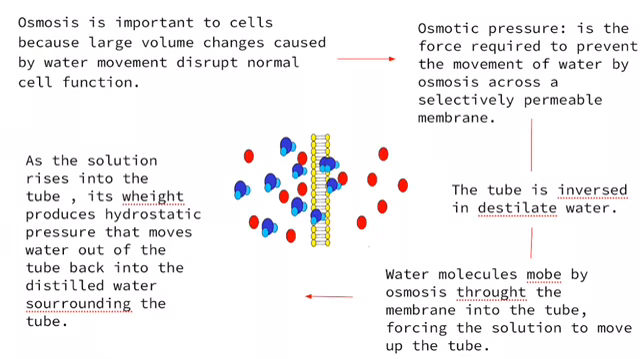Osmotic pressure is the force required to prevent the movement of water by osmosis across a selectively permeable membrane. The tube is immersed in distilled water. Water molecules move by osmosis through the membrane into the tube, forcing the solution to move up the tube. As the solution rises in the tube, its weight produces a restrictive pressure that moves water out of the tube back into the distilled water surrounding the tube.